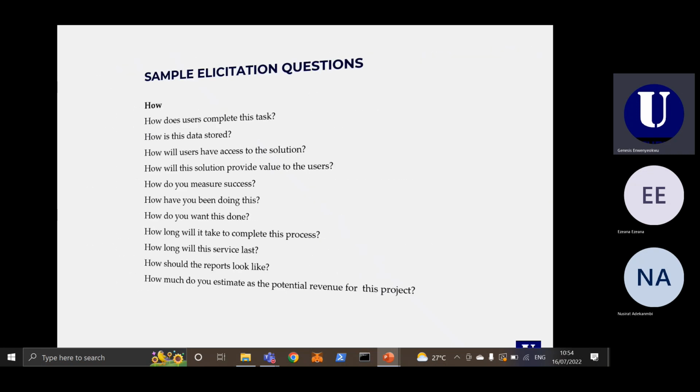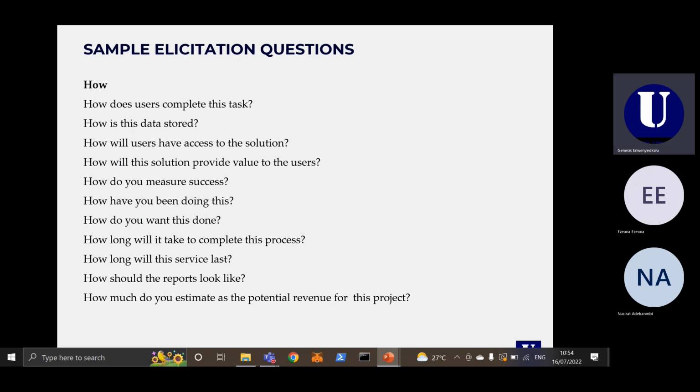Then we have the next one, which is how. How do users complete these tasks? How is this data stored? How will users have access to this solution? How will this solution provide value to users? How do you measure success? How have you been doing this in the past? How do you want this to be done in the future?